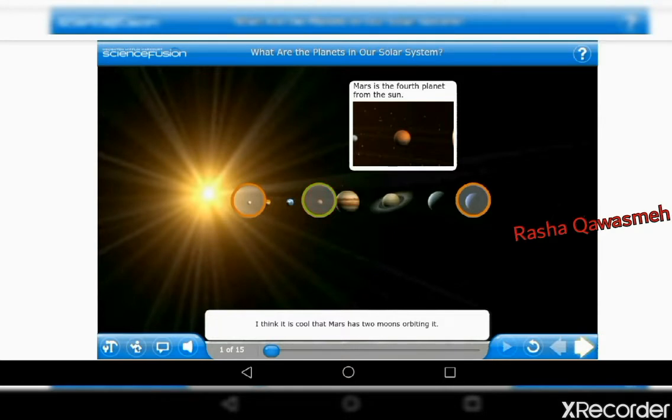By the way, do you know why it is red? Why is Mars red? Yes, because it contains iron on its surface. Okay, the last one.